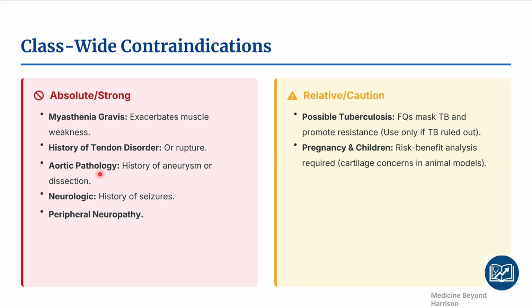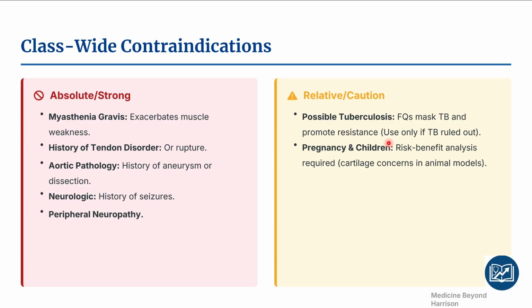Many cases of Achilles tendon rupture have also been reported after usage of fluoroquinolone drugs. It mainly inhibits collagen and connective tissue, so it creates pathology in the aortic area and can lead to aneurysm or dissection. Neurologically, it can cause seizures and peripheral neuropathy in selected cases. Fluoroquinolones mask TB and promote resistance, so use them only if TB is ruled out, especially moxifloxacin, because moxifloxacin is one of the drugs used for treatment of tuberculosis in the MDR or secondary drug regimen.